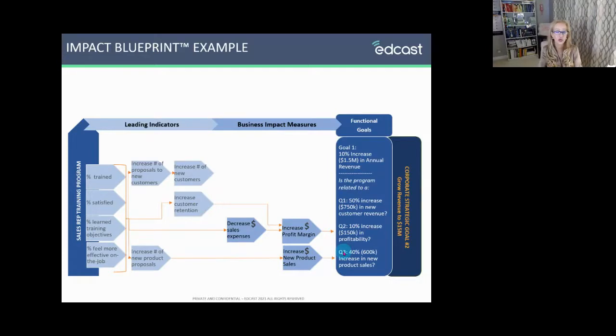So, but what we can do is we can make these assumptions and educated guesses like we're doing on this impact map. And when you build this impact blueprint, so let's say we know we're going to invest in this training program. Before you build the program, you build your impact blueprint, right? So you would say, we know we need to invest in a sales training program. So we would build this impact blueprint prior to investing any time in the program, because the impact you expect on the job will drive what objectives you will write for your training program. So your objectives are driven by the outcomes you expect to have, right?